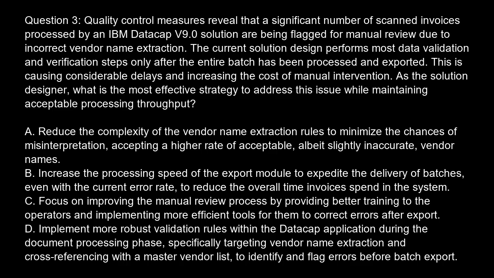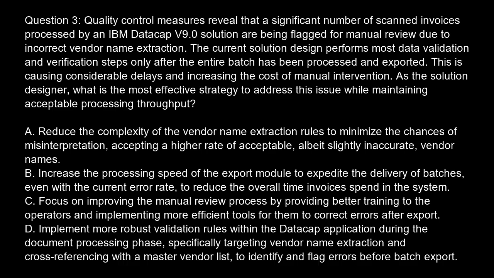Option A. Reduce the complexity of the vendor name extraction rules to minimize the chances of misinterpretation, accepting a higher rate of acceptable, albeit slightly inaccurate, vendor names. Option B. Increase the processing speed of the export module to expedite the delivery of batches, even with the current error rate, to reduce the overall time invoices spent in the system.